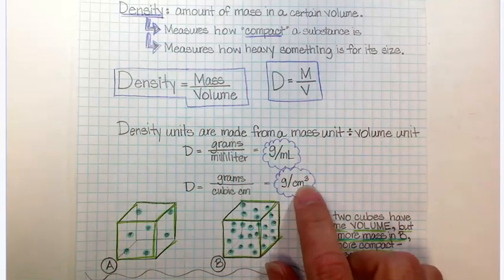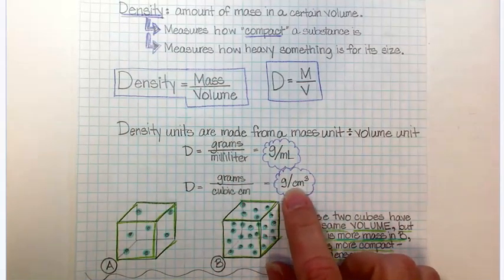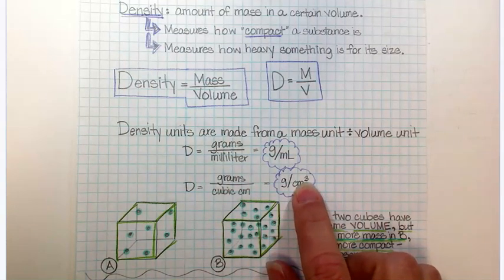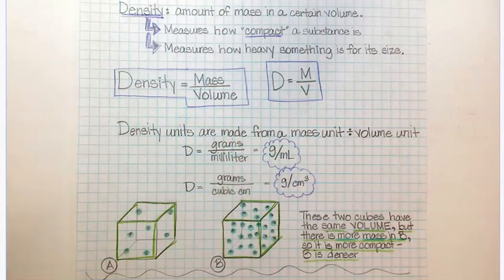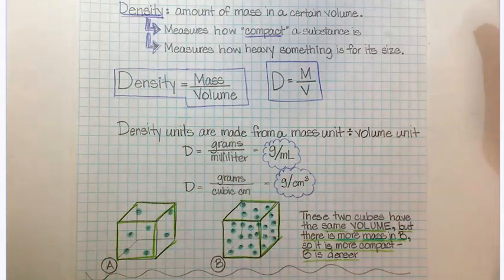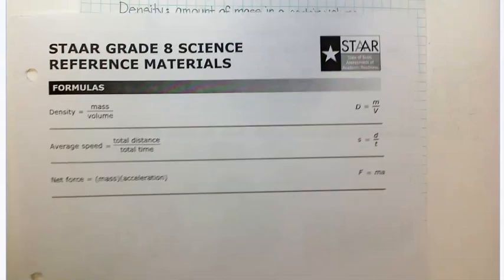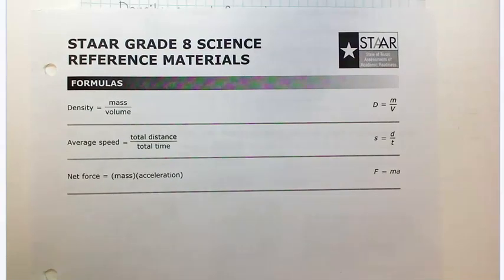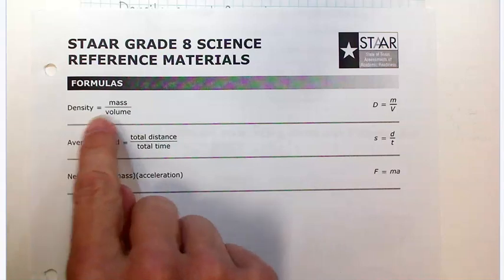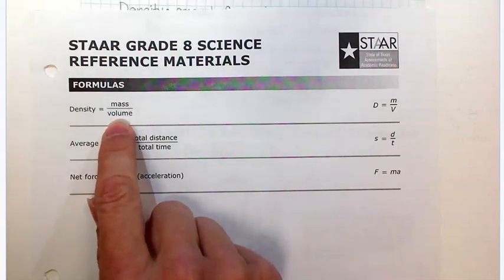By the way, if you see a number with cm with a little 3 after it, you don't do anything mathematically with that little 3. That's just part of the unit to show you that it's volume. On the STAR test, you will be given a formula chart, whether you have it on paper or as one of the online supports. You will have a formula chart to look at. Density is one of the formulas that they give you. It's mass divided by volume.